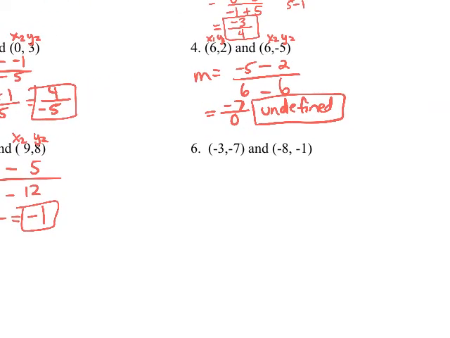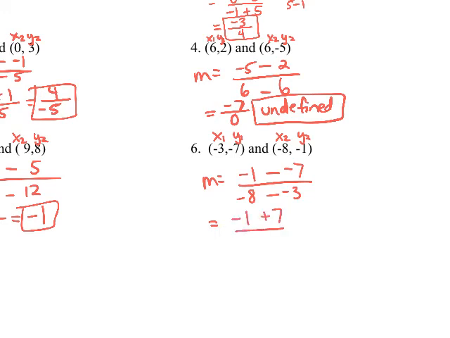And looking at the last problem, we have x1, y1, x2, y2. Plug it in. Negative 1 minus 7. Negative 8 minus 3. Now, because we have so many minuses, I'm going to change those to a plus. So I have negative 1 plus 7, negative 8 plus 3. Negative 1 plus 7 is 6. Negative 8 plus 3 is negative 5. So that's my answer, negative 6 over 5.